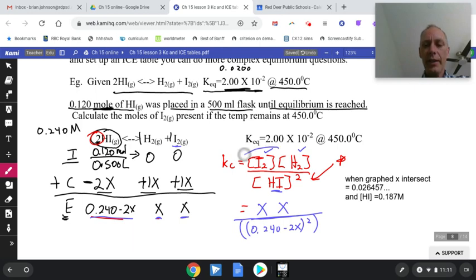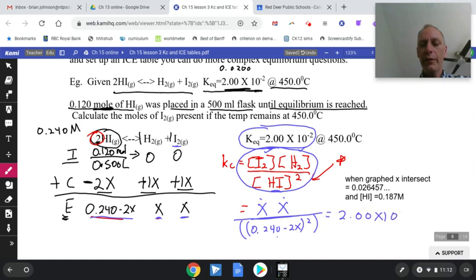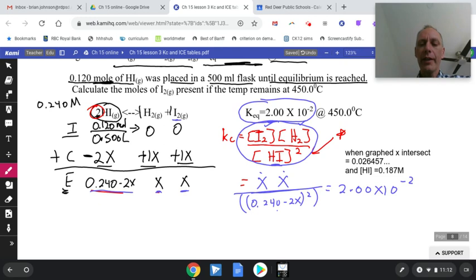So I've taken the equilibrium expression and I've added the actual values for the equilibrium concentrations. But they're x. We still don't have a way of solving for x. But we know that the value of this whole thing is equal to 2.00 times 10 to the minus 2. Okay, so here's the big moment. We can graph this and solve for the value of x.